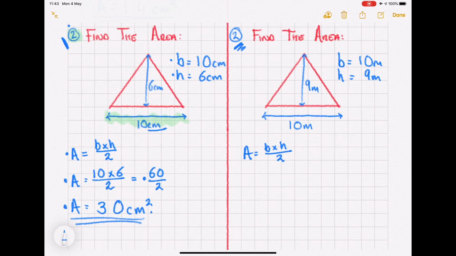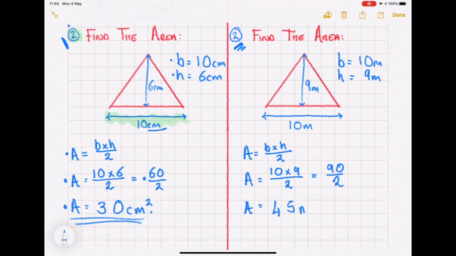And remember, this is area of a triangle. Area of a triangle is base times height divided by 2. Now our next step is to substitute in our values into this formula. So substituting them in, we have area equals 10 times by 9 divided by 2. Now our next step is to do this top multiplication. So 10 times by 9 is 90, and then we keep it over 2.